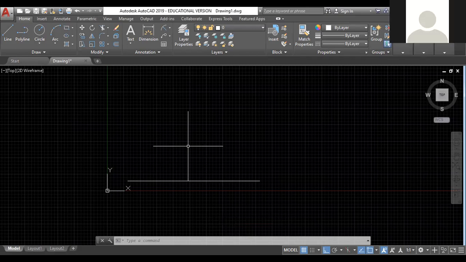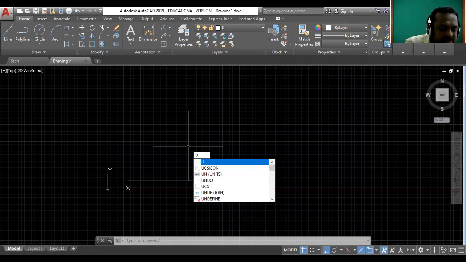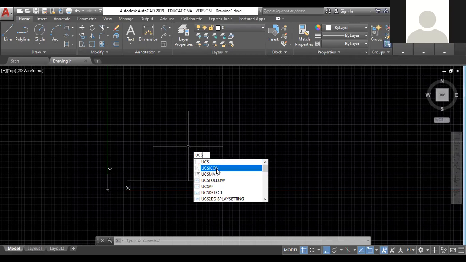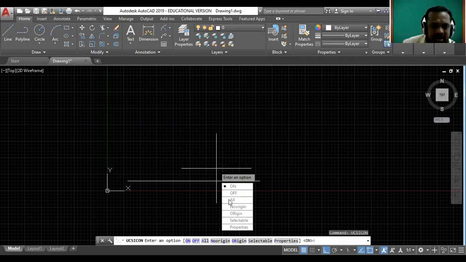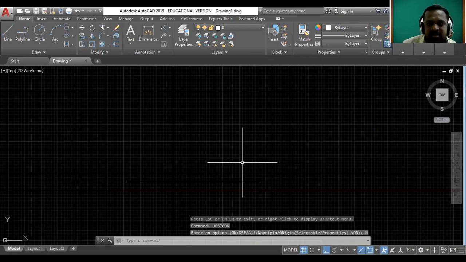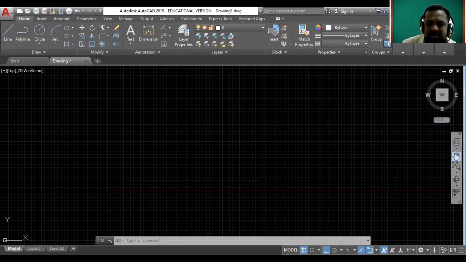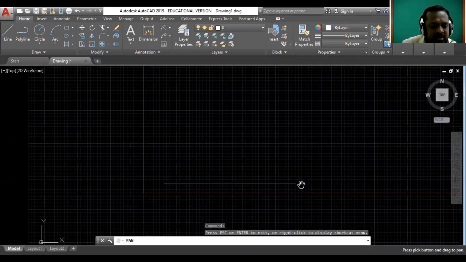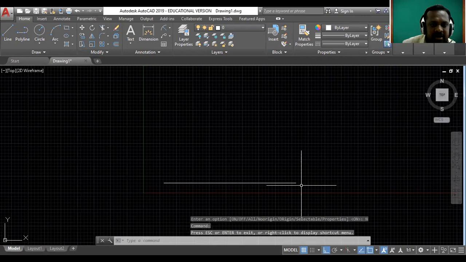UCS. Okay, just have to press the UCS. Then UCS icon and no origin. UCS icon and no origin. Now see, now it is fixed at the corner. Okay. Then see here, I have drawn the horizontal line of 100 mm.